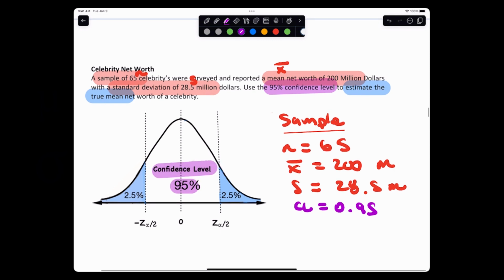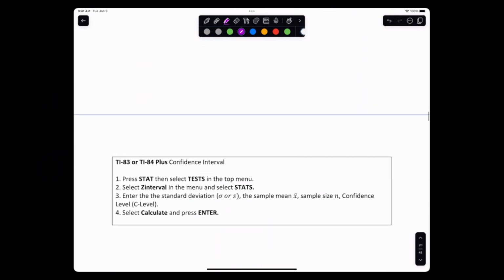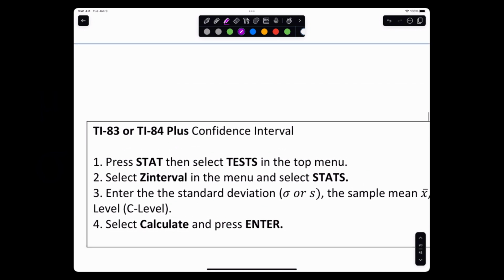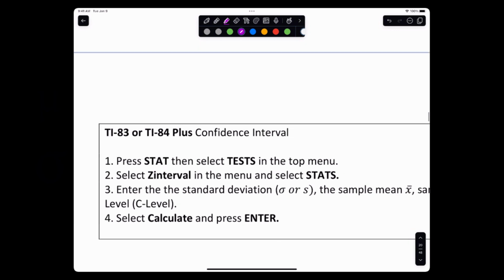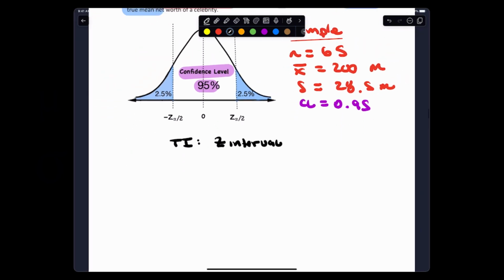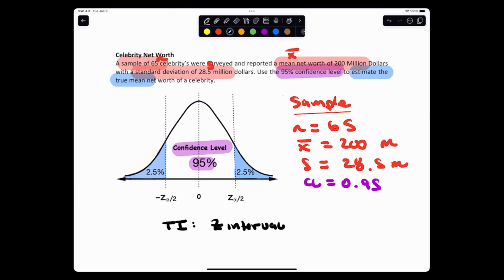Okay. So back in the old days, we had to do all the z-value stuff and blah, blah, blah. Today, we just use the TI, and we do what? Stat, test, what? Z interval, sorry. So if you wanted, you could write that down too. TI, Z, what? Interval. Okay? You guys ready to try this question out too again? Some easy peasy lemon squeezy stuff.